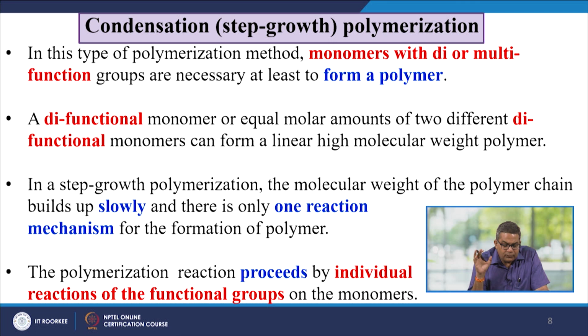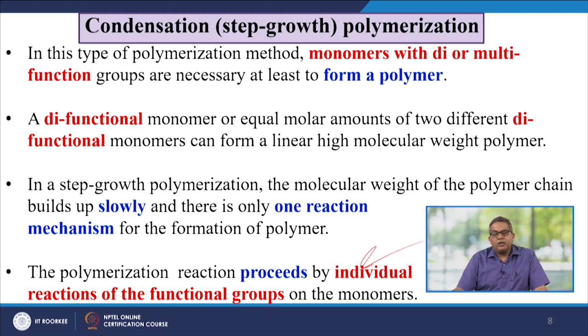Now, if we talk about step growth in detail, in this type of polymerization method, monomers with di- or multifunctional groups are necessary to form a polymer. A difunctional monomer, or an equimolar amount of two different difunctional monomers, can form a linear high molecular weight polymer. In step growth polymerization, the molecular weight of the polymer chain builds up slowly, and there is only one reaction mechanism for the formation of the polymer. The polymerization reaction proceeds by individual reactions of the functional groups.